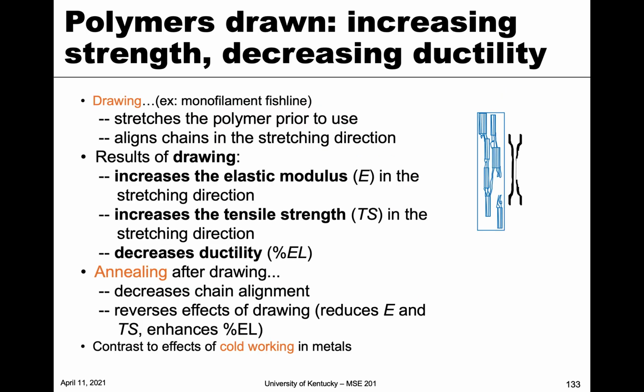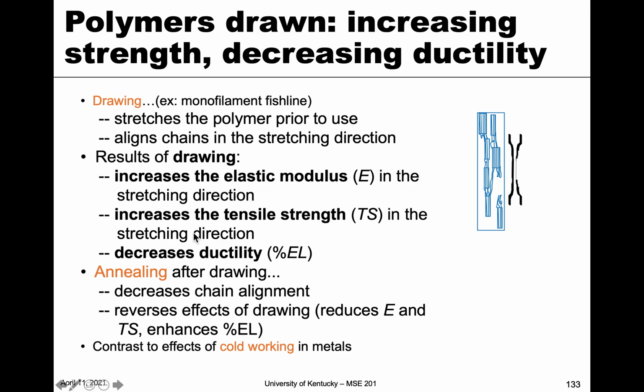So for these types of plastic polymers, when you draw them like this, and that's just the process of reducing the diameter like a wire, it increases the strength typically, but decreases the ductility. So this is very much the same as strain hardening in metals. What you're doing here, though, is you're stretching the polymer and you're aligning the chains in the stretched direction. So it increases the elastic modulus, it increases the tensile strength, but it decreases the ductility.